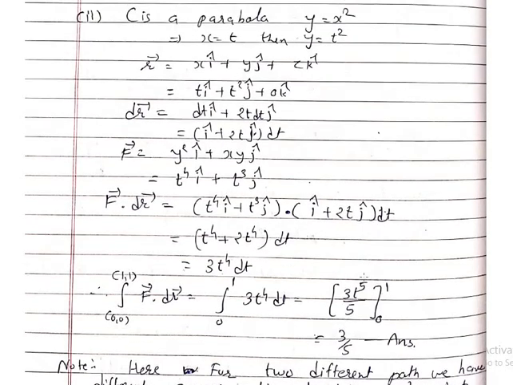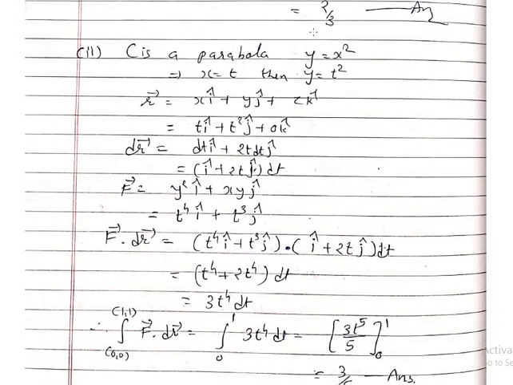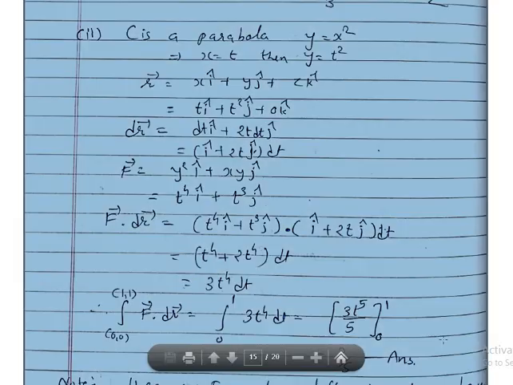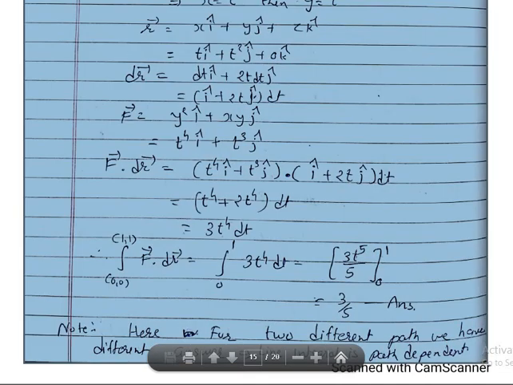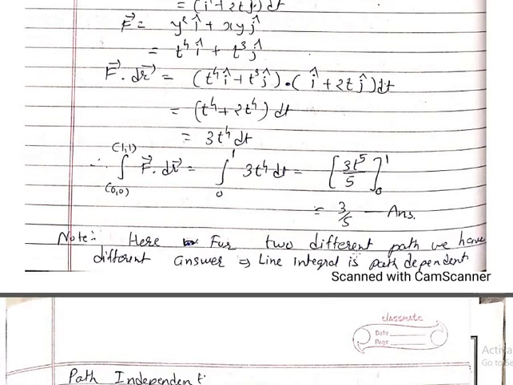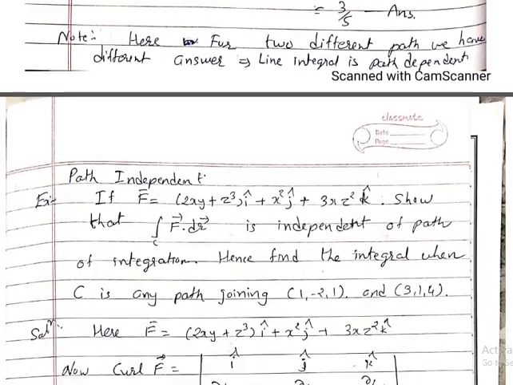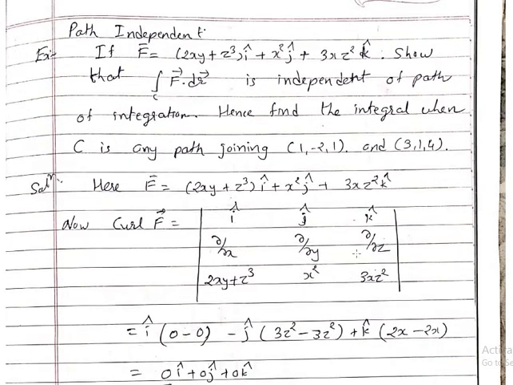Now see, for the straight line we have the answer 2 by 3, and for the parabola we have the answer 3 by 5. That's why our line integration is basically depending on the path. Okay, now we are going to check out one example which is not depending on a path.